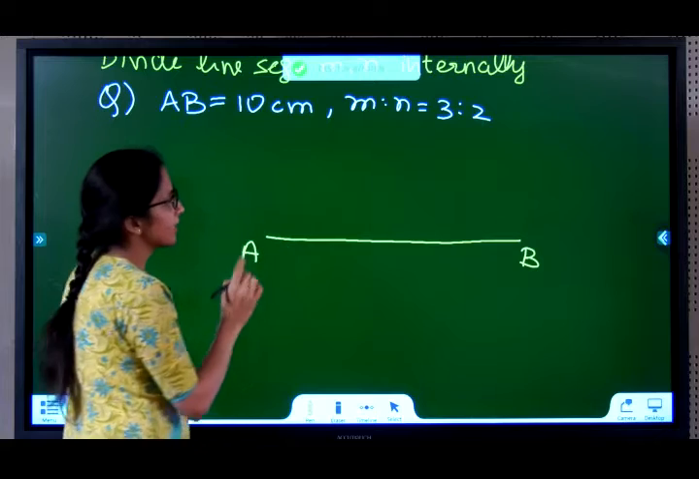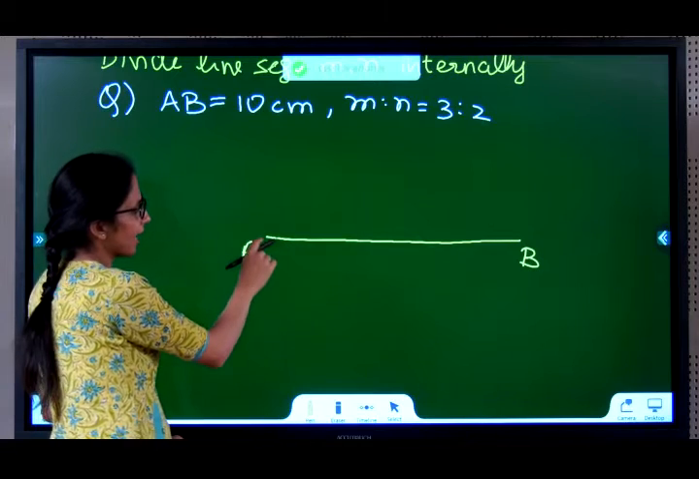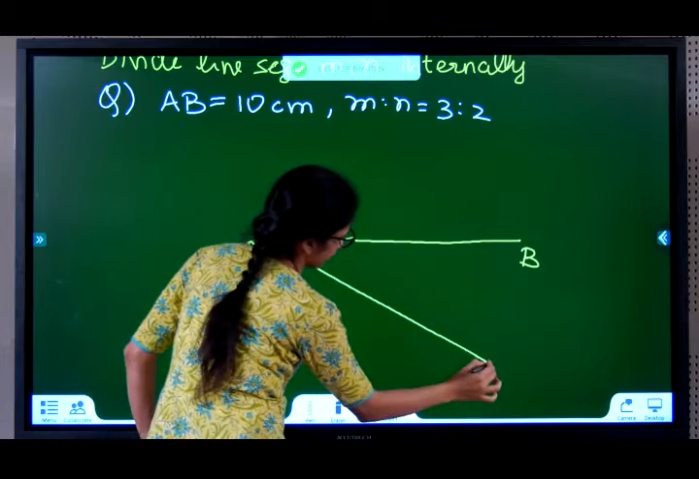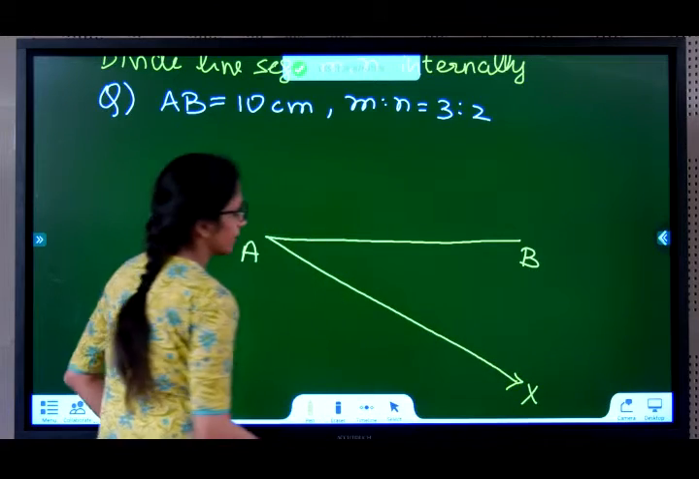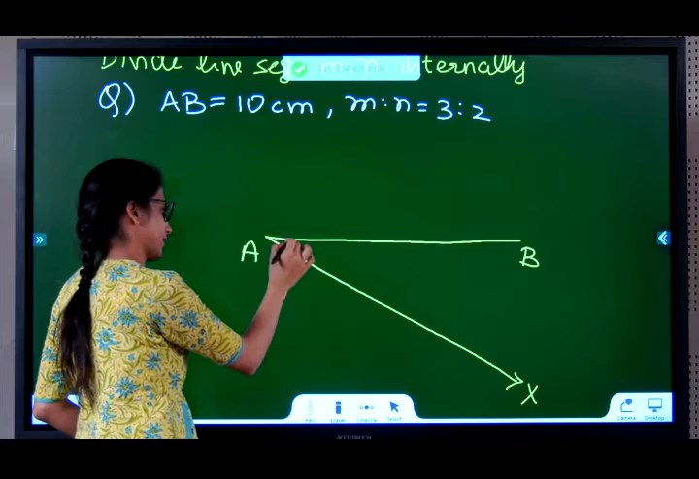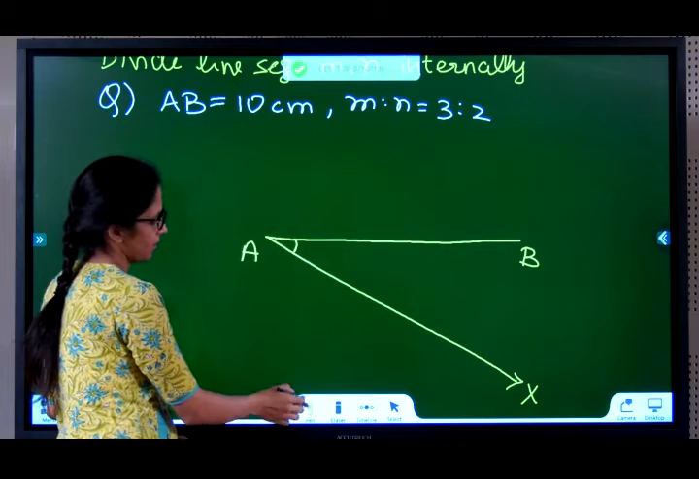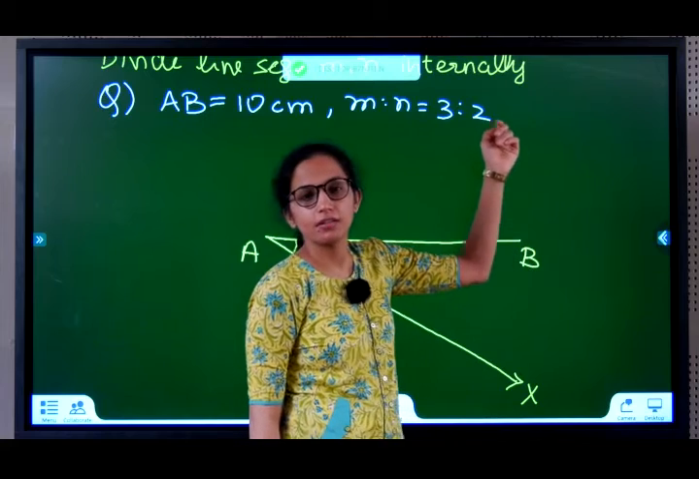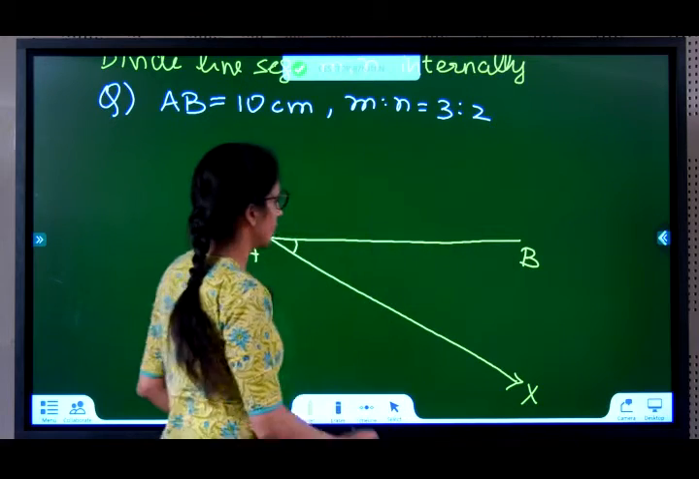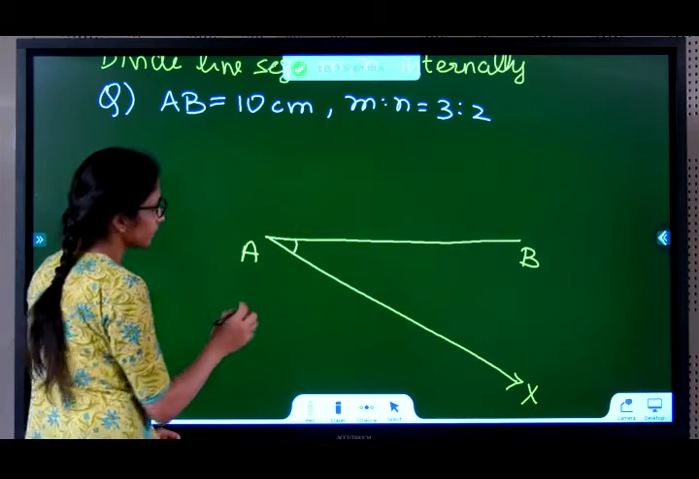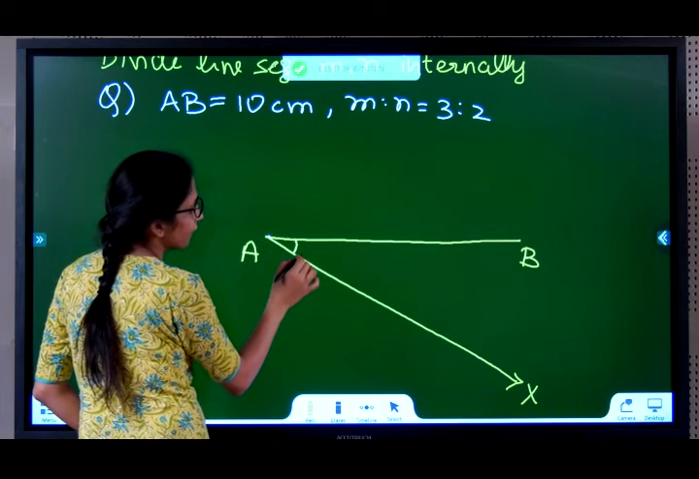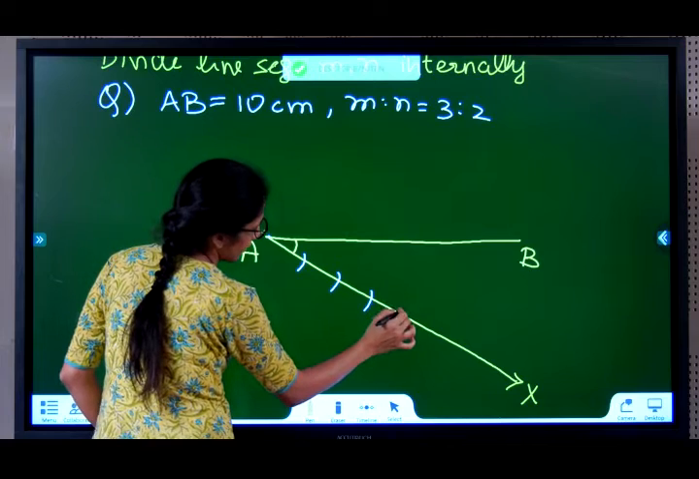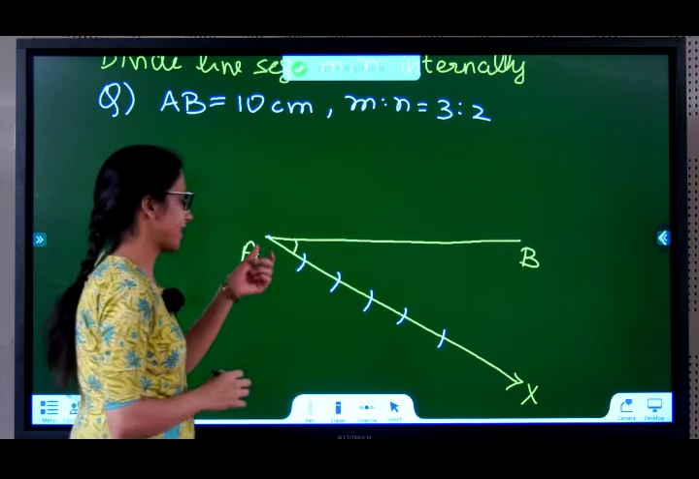Okay. So now the next thing that you have to do is, at A, construct an acute angle BAX. That means any angle less than 90. Fine. Okay. 3 plus 2 is 5. So what do we have to do next? From A, cut 5 arcs on ray AX.